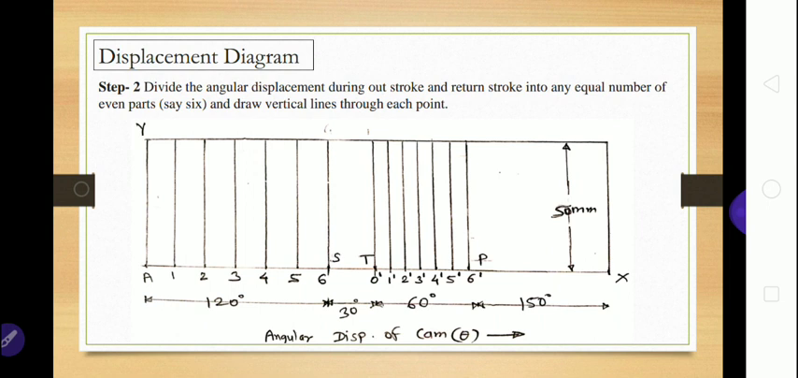Similarly, the TP distance also you have to divide into 6 equal parts. That TP distance is 3 centimeters. 3 centimeters can be divided into 6 equal parts by dividing each line at 0.5 centimeter distance, and give the names to those lines as 0 dash, 1 dash, 2 dash, 3 dash, 4 dash, 5 dash, 6 dash for the return stroke. Like that, in the second step we have divided these two into 6 equal parts.